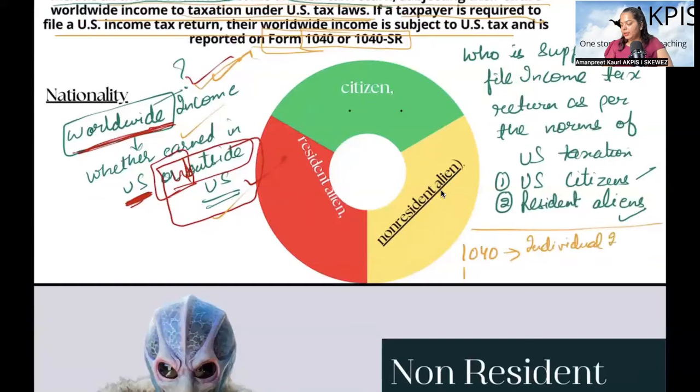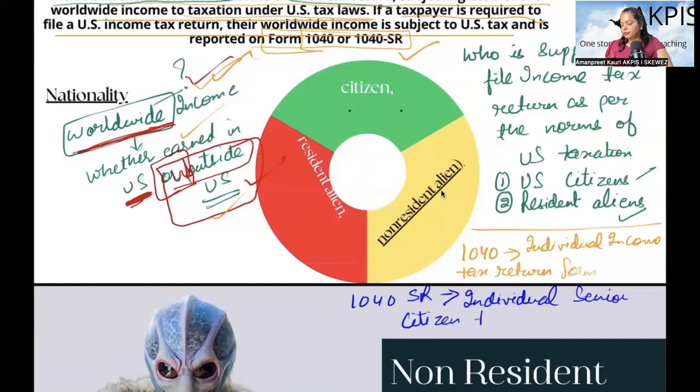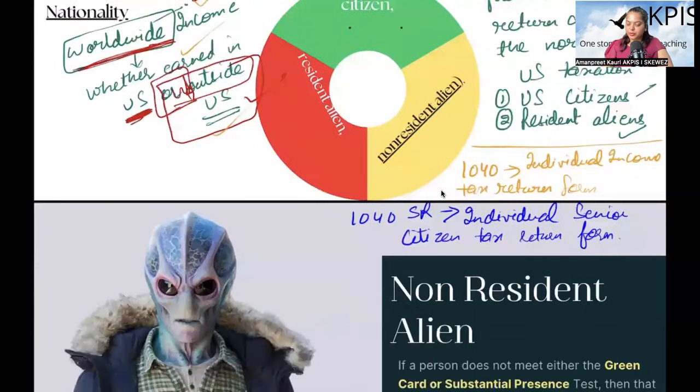Individual income tax return form. So what is this SR? You're supposed to have an idea for that also. 1040 SR. SR means senior citizen. Individual senior citizen tax return form. Right? Now let's elaborate our discussion.